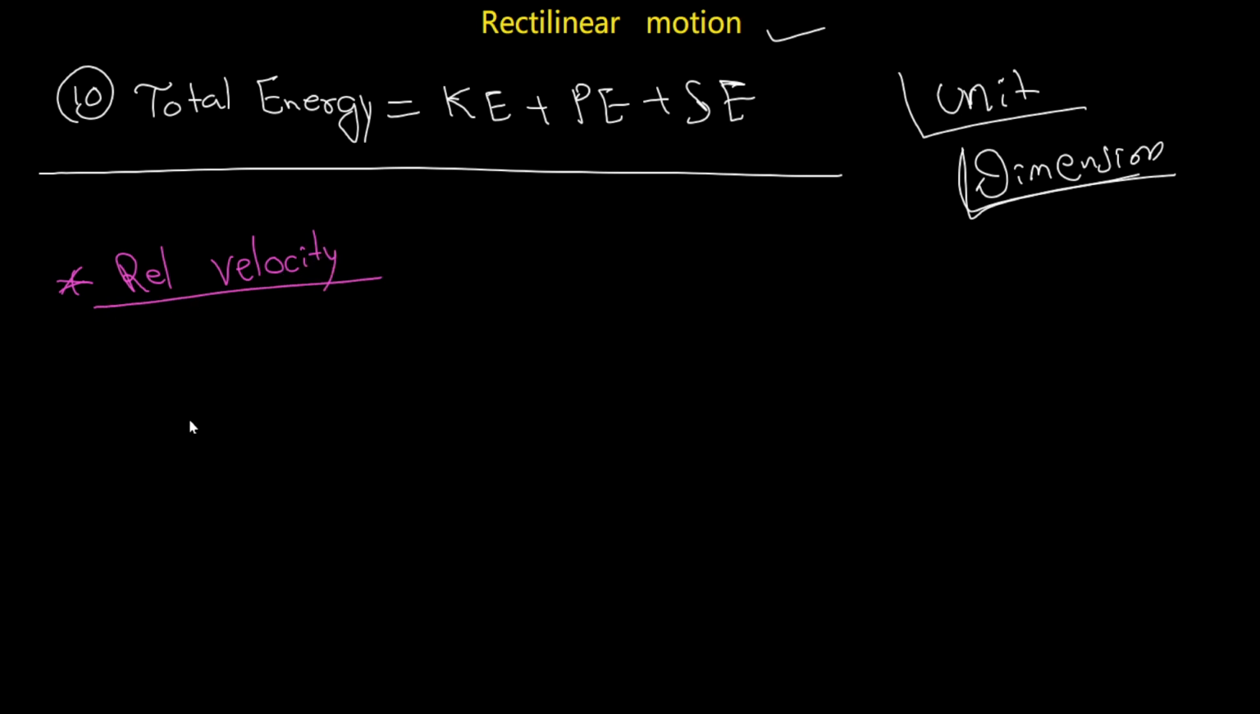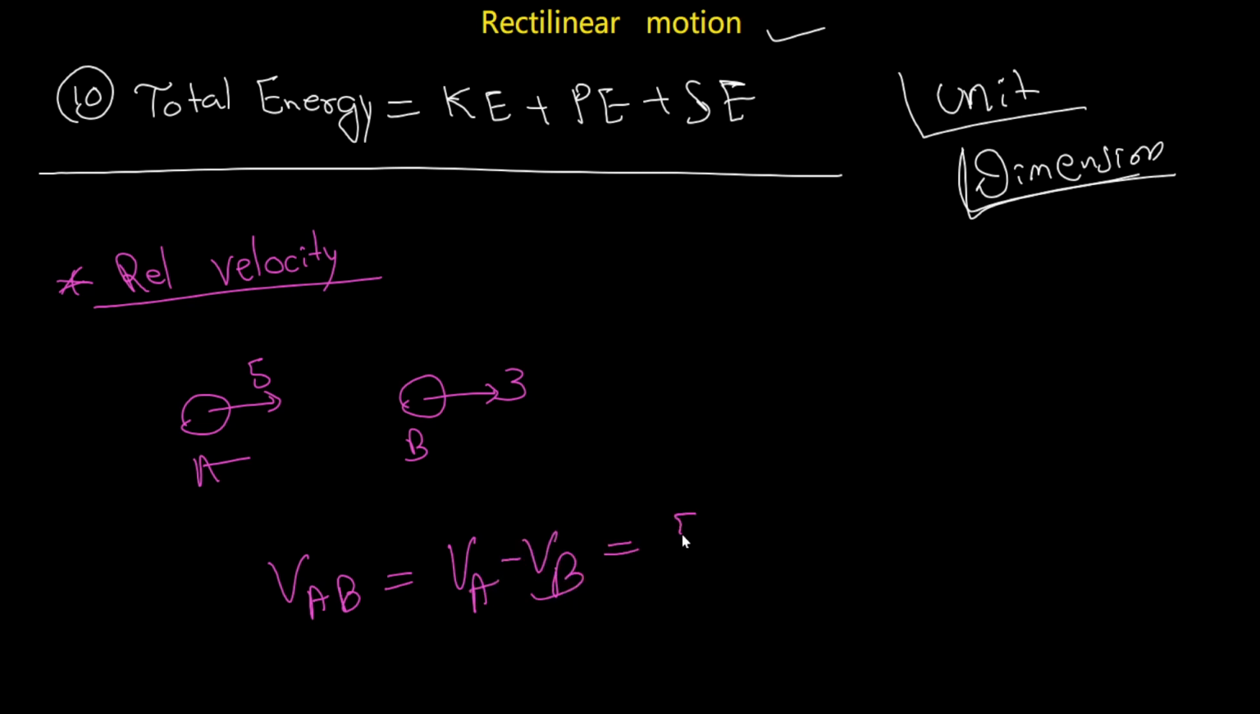Relative velocity is nothing but, suppose this one is a block, here is a block, this one is moving at a velocity of 5, this one is moving at a velocity of 3. So this one is A, this one body is B. So velocity of A with respect to B will be nothing but VA minus VB. So you can write 5 minus 3 is equal to 2 is the relative velocity of the A with respect to B.